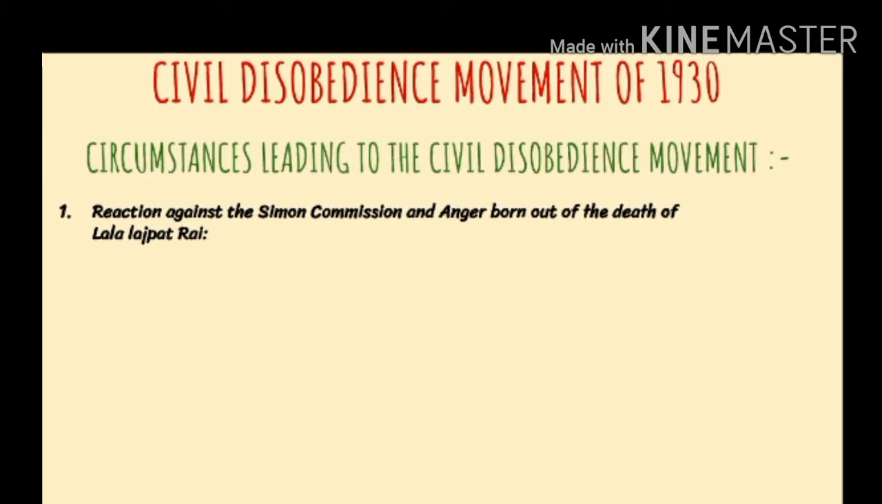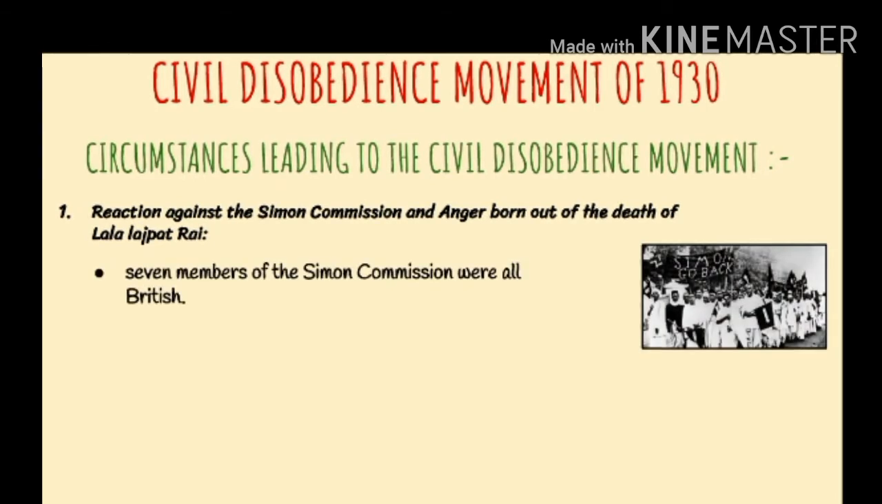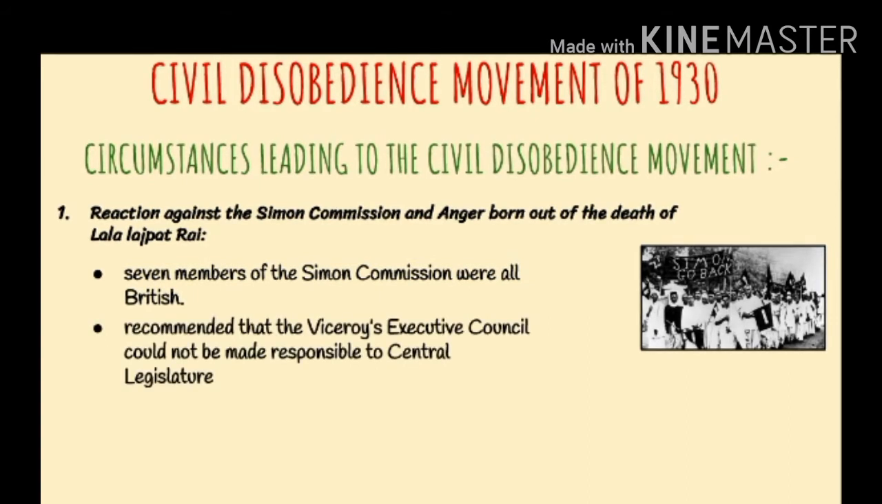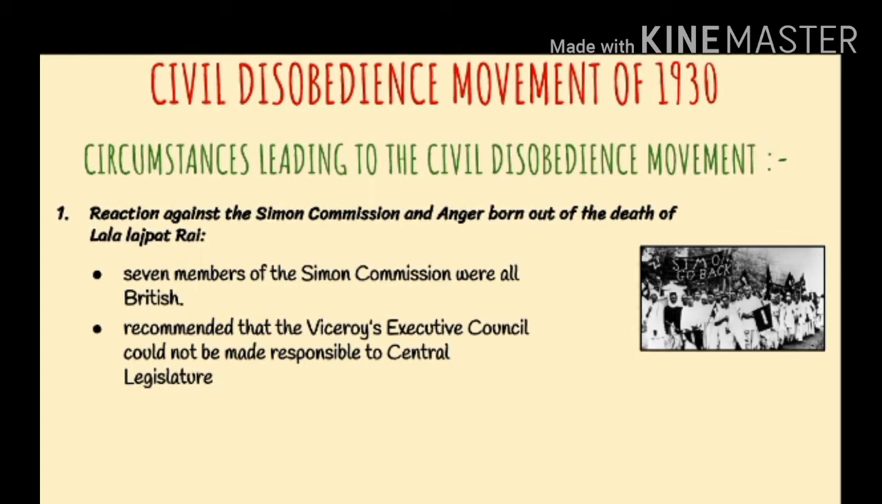The Simon Commission was sent to India in 1927. The 7 members of the Simon Commission were all British. The Commission recommended that the Viceroy's Executive Council could not be made responsible to the central legislature.